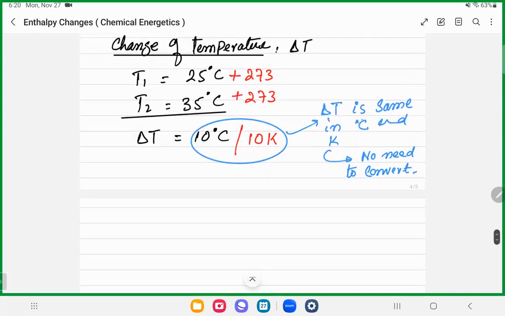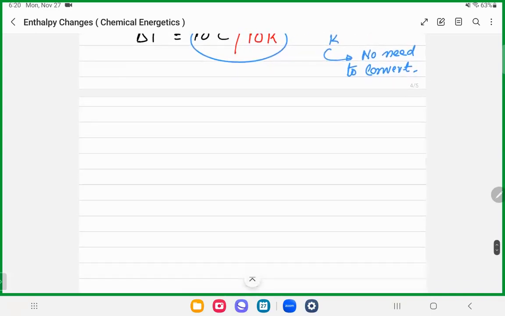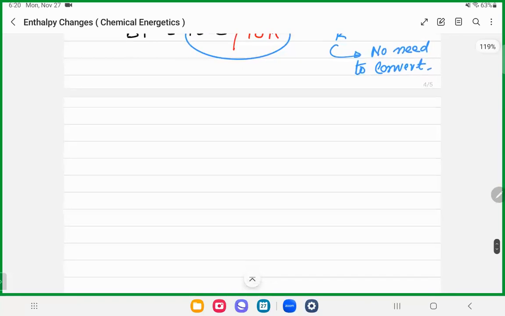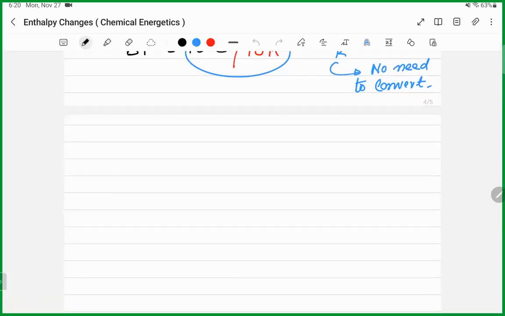Okay, so Q equals MC delta T. Let's talk about a few definitions, the definitions of standard enthalpy changes. The first definitions we have to do are the standard enthalpy change of reaction, combustion, formation and neutralization.